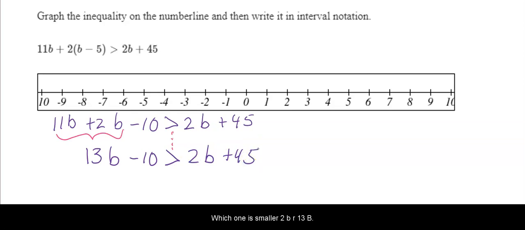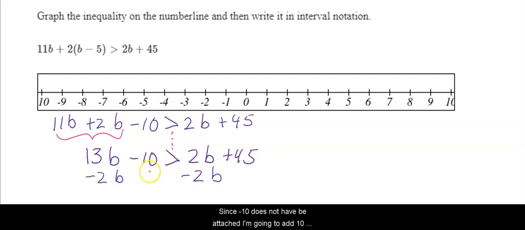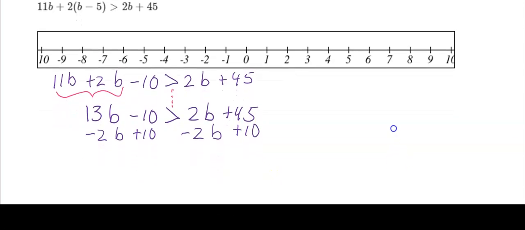Which one is smaller, 2b or 13b? They're both positive, so I take the one with the smaller number. If one were positive and one were negative, I would always move the negative one. So I'm going to subtract the 2b, which will put my b term on the left side. Since negative 10 does not have b attached, I'm going to add 10 to move it away from the term with the variable b.